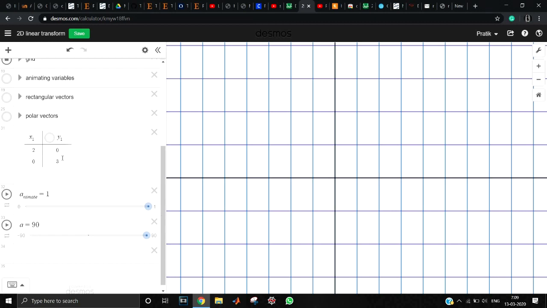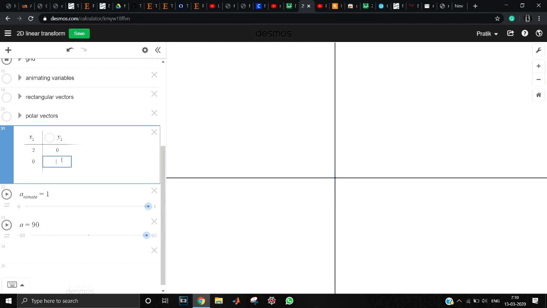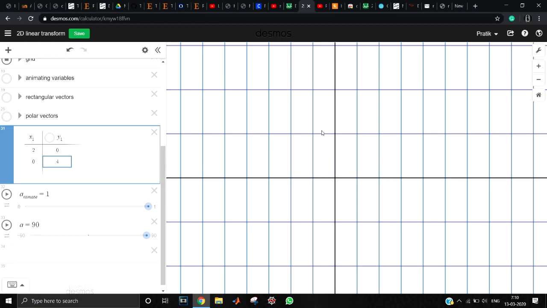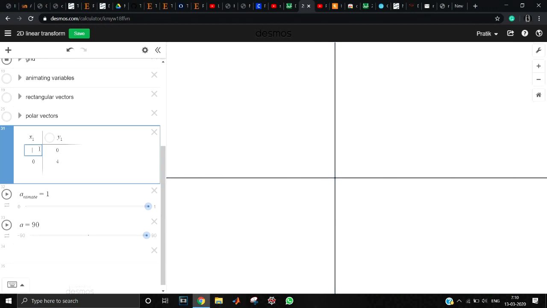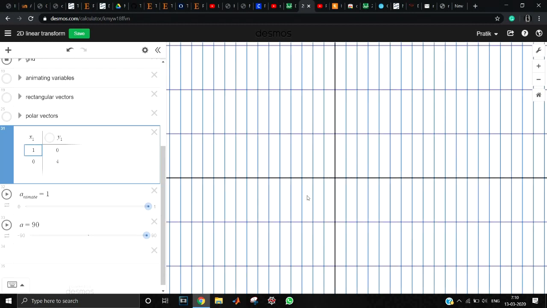So suppose if I make this 4, so you can see this increased. So it is like stretching it in the y plane. And similarly, I could make this say 1. So this is squishing it in the x plane. So like this, you can try different values over here and enjoy.